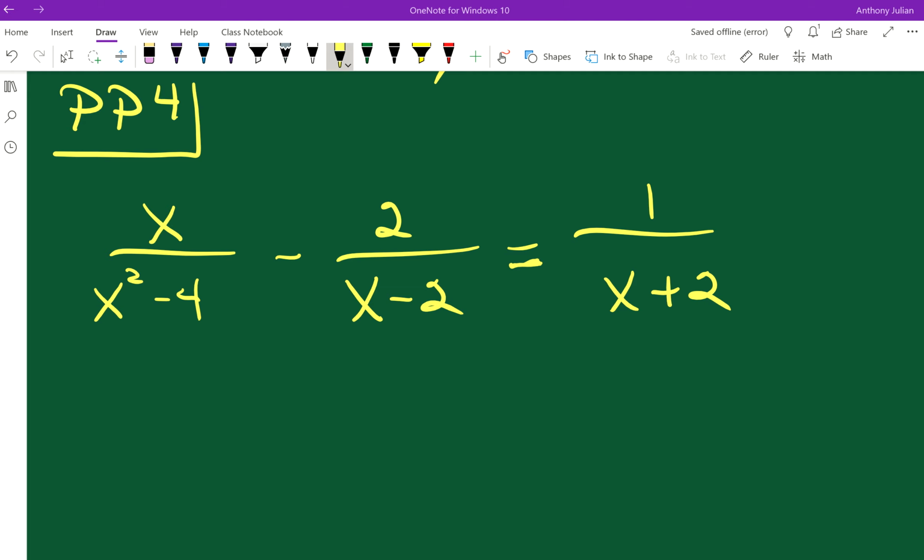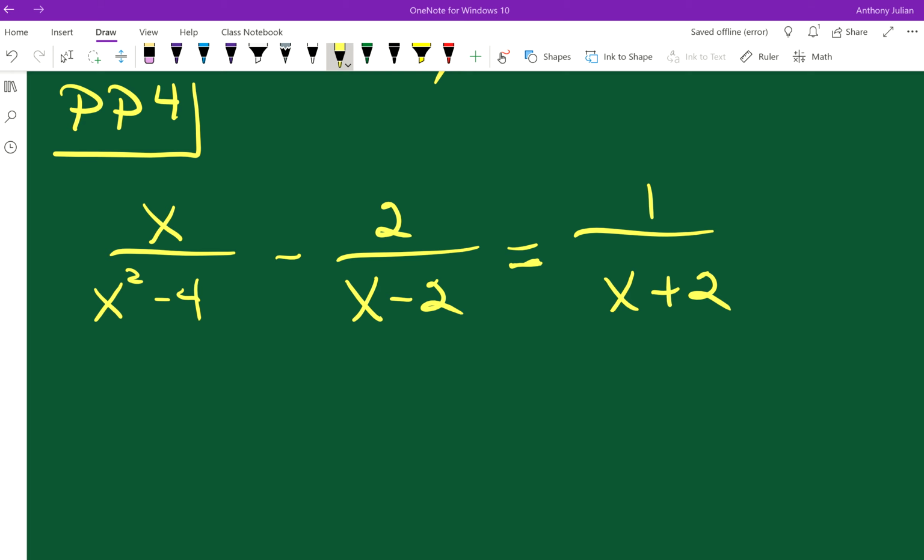All right, here's practice problem 4. And we've got this problem, and we're solving for x again. So looking ahead here, I can see what my answer is not going to be: x equals 2 or x equals negative 2. That'll give me a 0 in the denominator. Now this is a quadratic here, x squared minus 4. That's the difference of two squares.